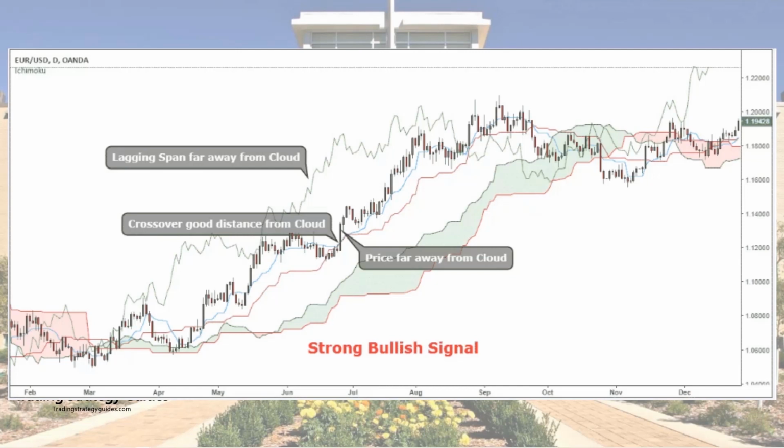Number 1, how far away is the price movement from the cloud? Number 2, how far away is the lagging span relative to the cloud? And number 3, how far away is the conversion line baseline crossover relative to the cloud? Because many of the lines on the Ichimoku cloud chart are created using averages, the chart is often compared to a simple moving average chart.